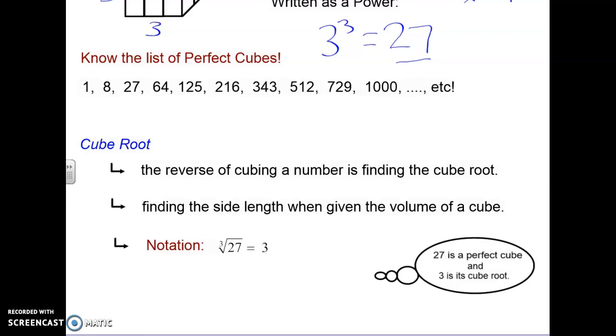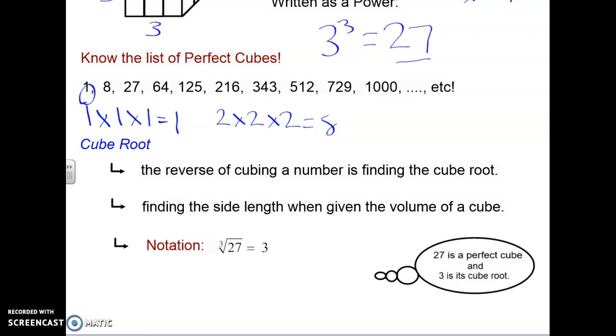So for example, for 1, we have 1 multiplied by 1 multiplied by 1, which gives us 1. For 8, we have 2 multiplied by 2 multiplied by 2, which gives us 8. And for 3, like we just did up in our example, 3 multiplied by 3 multiplied by 3, which gives us 27, and so on and so forth.